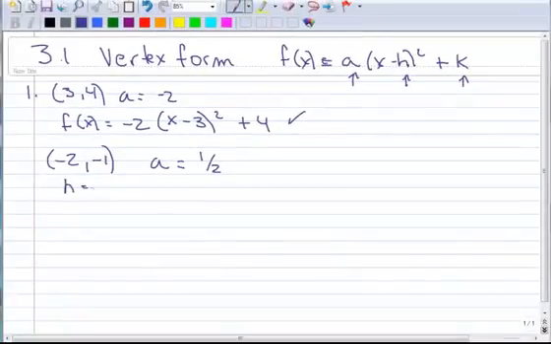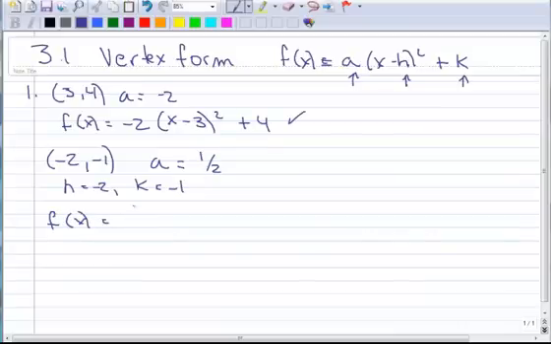So h is -2, k is -1, and of course a is 1/2. So we got the 1/2. And notice the equation is x minus h. H is -2, so notice how I'm putting that in parentheses like that. There's my h. H is -2. It does not affect this sign right here, not until we do something with that in a subsequent step. Alright, then I've got a plus k, and my k is -1.